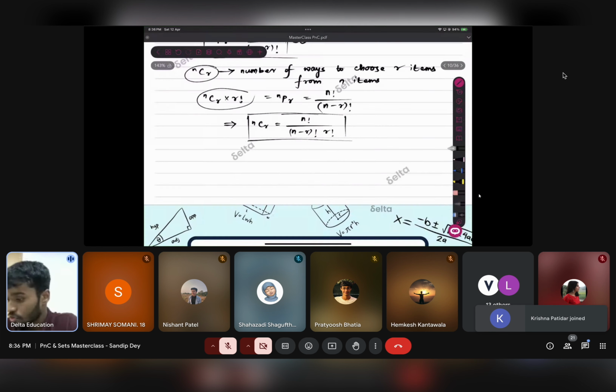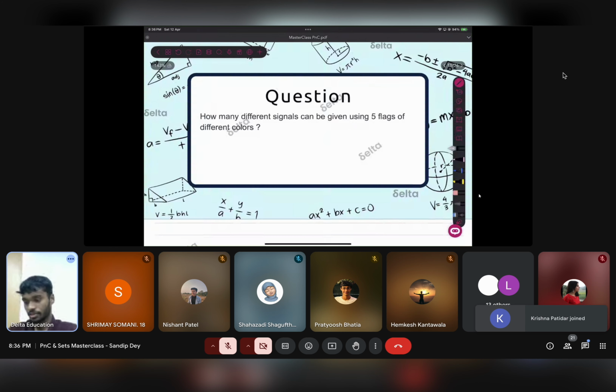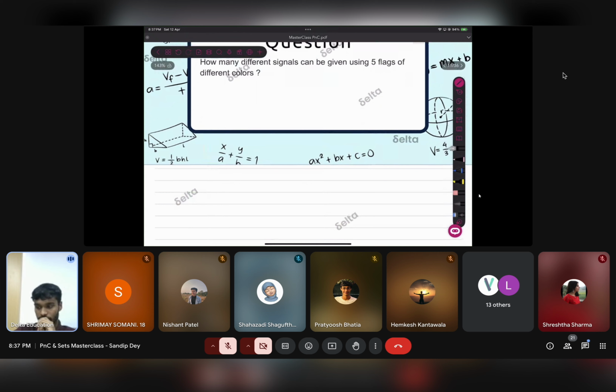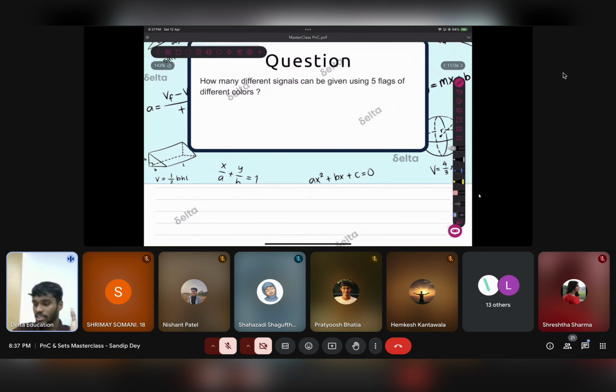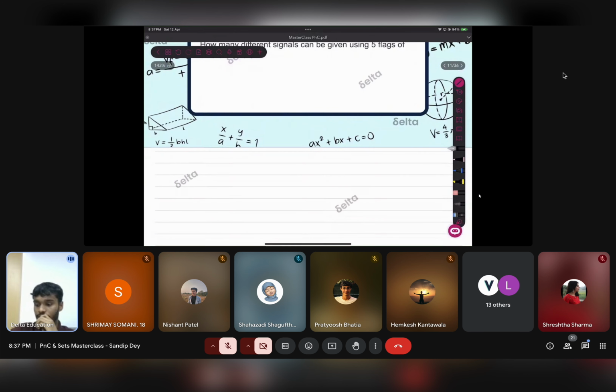Okay, so now let's move on to our next question. The question says, how many different signals can be given using 5 flags of different colors? So how can you solve this question? You have 5 different color flags. So basically you have 5 different items. How many arrangements can you make from 5 different items?